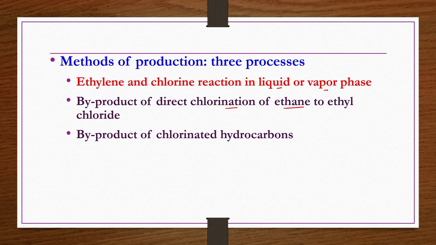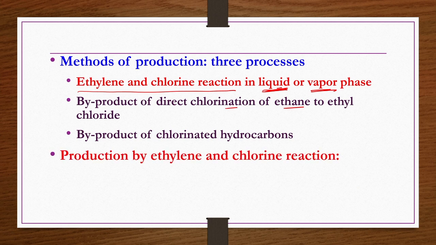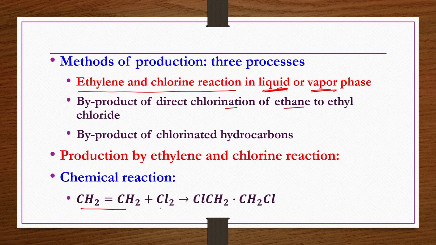So what we do is discuss the major process, that is the reaction between ethylene and chlorine to get ethylene dichloride, which we can do in both liquid and vapor phase. Production by ethylene and chlorine reaction: ethylene reacts with chlorine to get ethylene dichloride. You also get byproducts like HCl, and all those things we are going to see. That depends on how pure your feed material is.